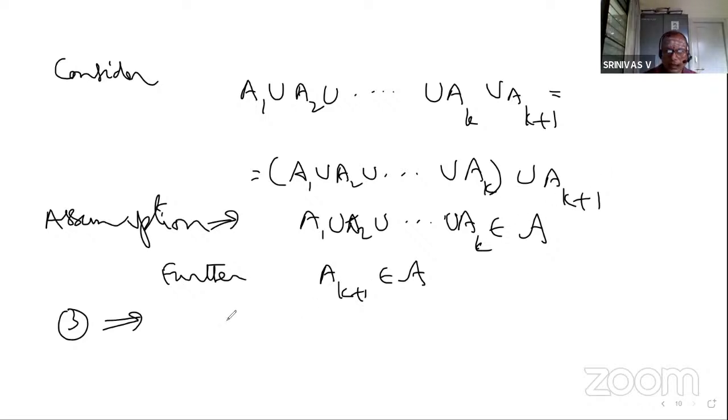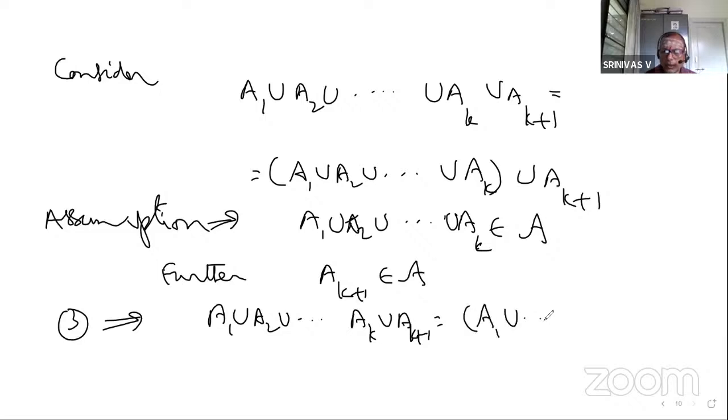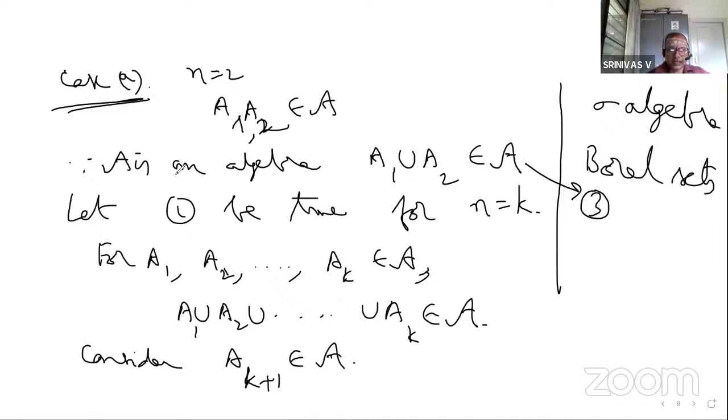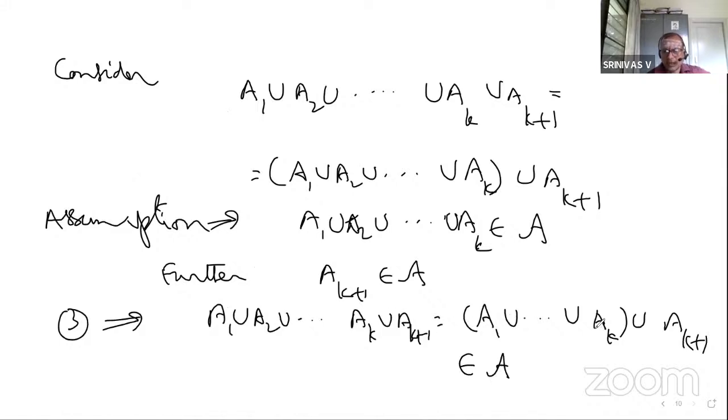3 implies A1 union A2 union up to Ak union Ak plus 1 is equal to A1 union up to Ak, union Ak plus 1. I am rewriting this, and this is in script A. By this second property, because script A is an algebra, it is closed under union of two sets. In place of A1, I am taking this one, and in place of A2, I am taking this. Therefore, it is in script A.